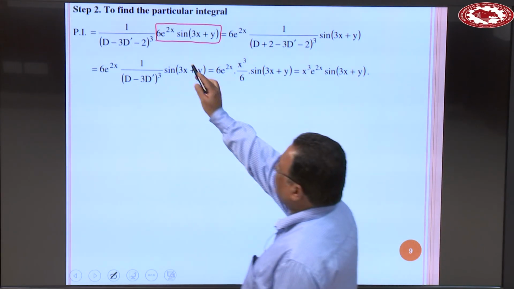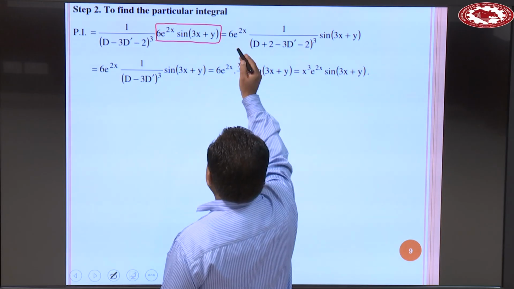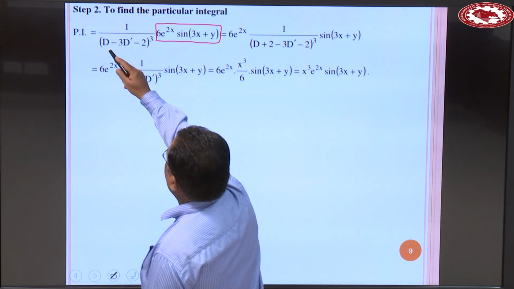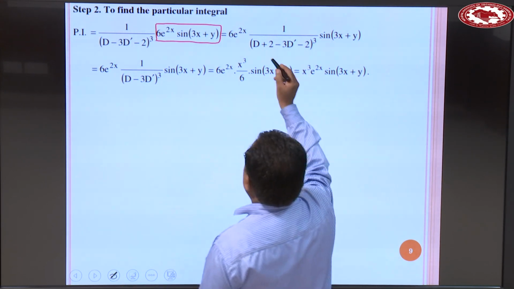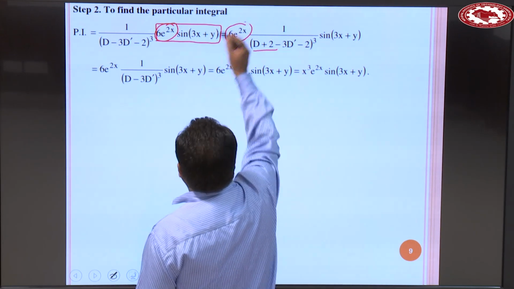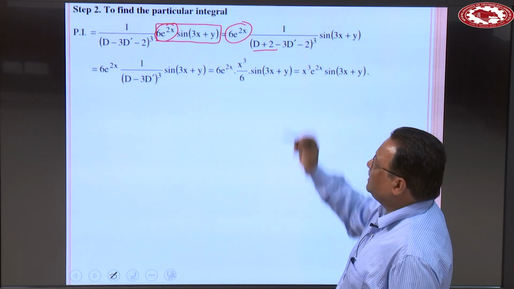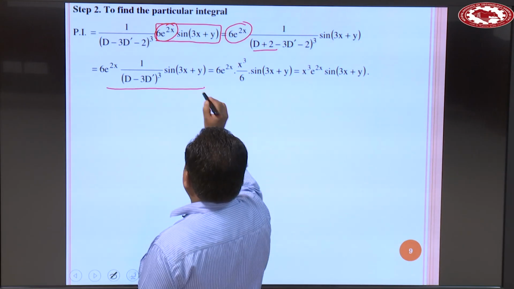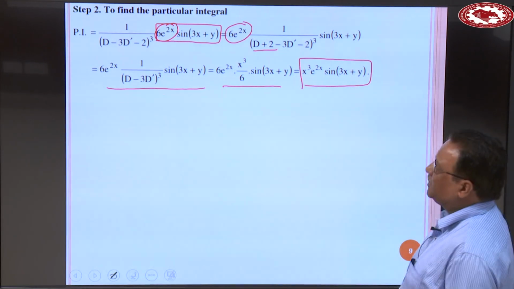Okay, now see, how will you bring this e raised to power 2x outside this operator? Okay, you bring it out like this, right? So how? Replace this D by D plus 2, with minus 3D' as it is and minus 2 as it is. So replace this D by D plus 2 when you shift the problem this way, and now you can solve this. So we get this type of result, and after simplification you will get this particular integral.